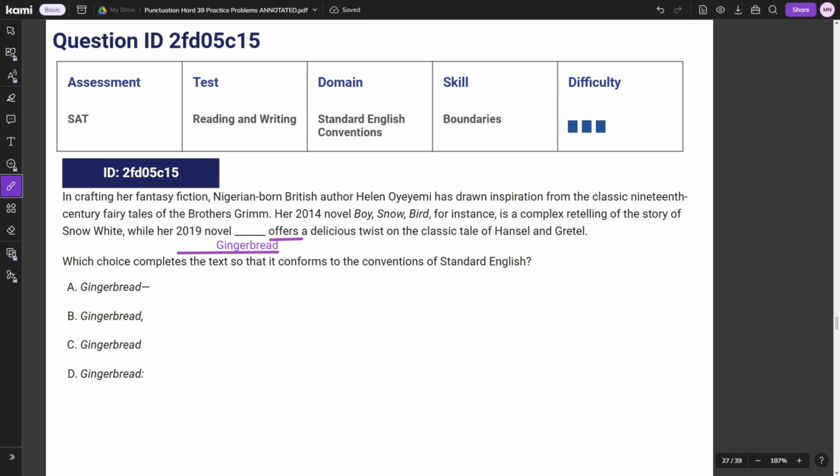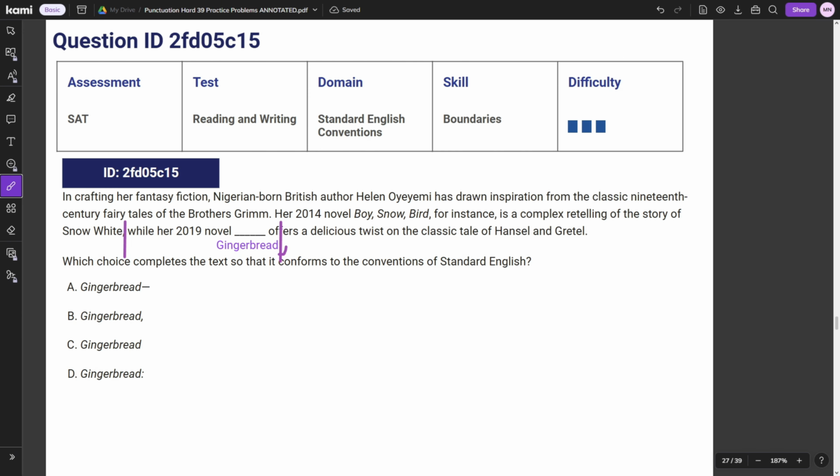Now, if just memorizing that or thinking of that doesn't make sense to you, let's go through the other answer choices and see why they wouldn't work. And actually, the thing is, you don't even need to go through every single answer choice by itself. The problem is, if you put any piece of punctuation after this noun right here, after the noun Gingerbread, what's going to happen is that this part right here is going to act as like a fragment, sort of. I mean, just read it by itself. While her 2019 novel Gingerbread, and then just ends right there. There's no verb to go with it.